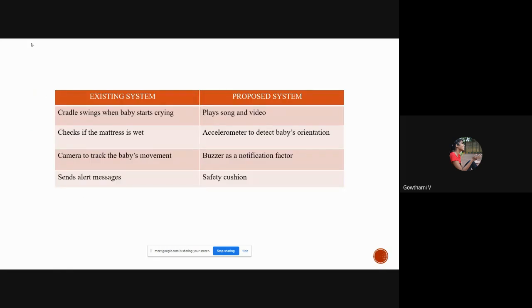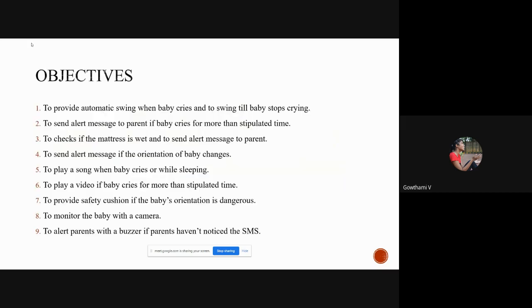So let's look at the additional features present in our system with respect to the existing system. The existing system swings when the baby cries, checks if the mattress is wet, has a camera to monitor the baby, and sends SMS to the parent whenever necessary. In addition to all these features, the proposed system plays a song and a video to entertain the baby, has an accelerometer to track the baby's orientation, uses a buzzer as a notification factor, and has a safety cushion. So on the whole, these are the objectives of our system.